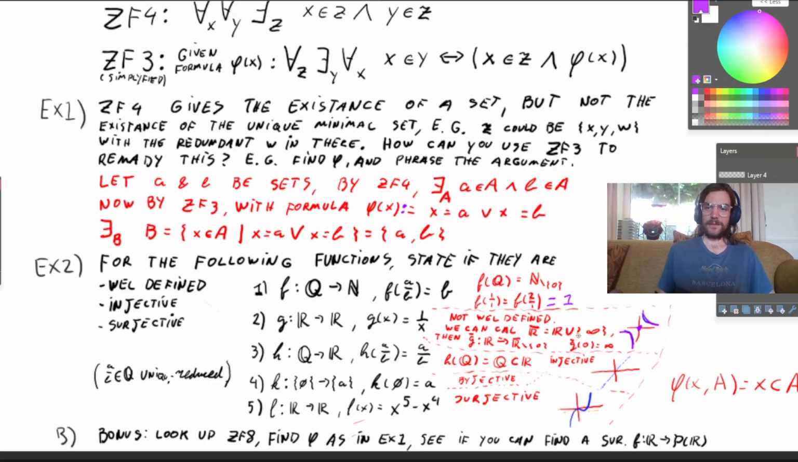We could also make a new function, G accent, for a new unique G. We just add a copy of G, but for the element 0, we send it to 0. So we put it here. And then it would also be bijective. So you don't even have to add infinity to it. But in this case, it wouldn't be continuous here anymore, of course.